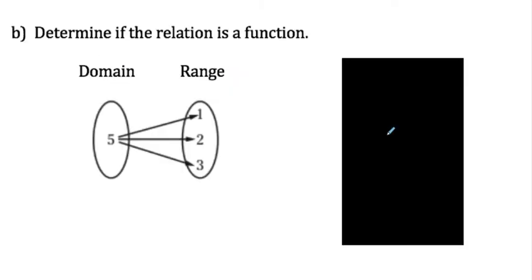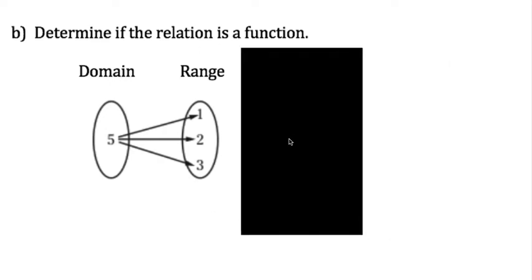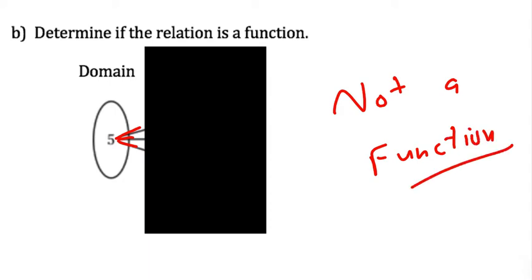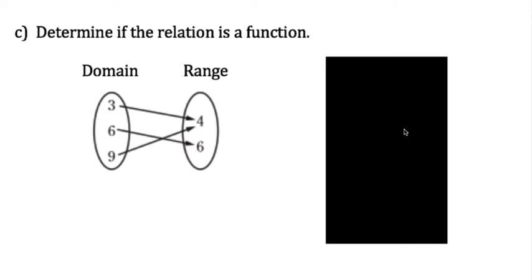Now, basically what I like to do, and what I'm going to suggest you do, is just take your paper or something, and if we're determining whether it is a function, cover up the range, because the only thing that matters is the domain. So, since our domain, our number has more than one line coming off of it, that means that this is not a function. Okay, not a function.